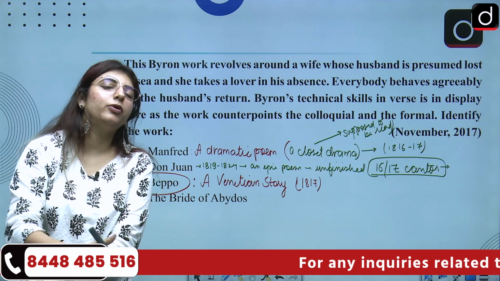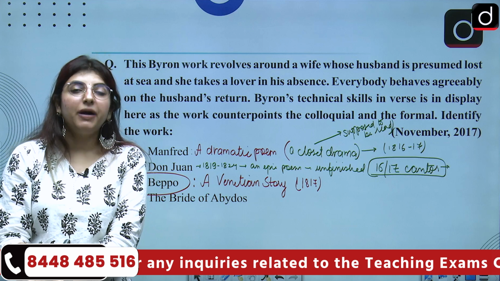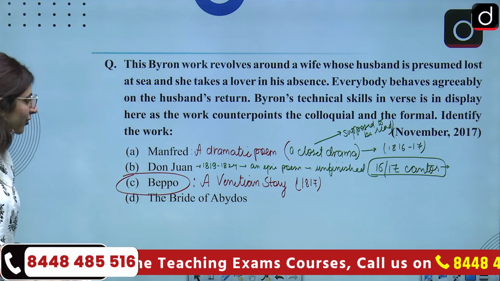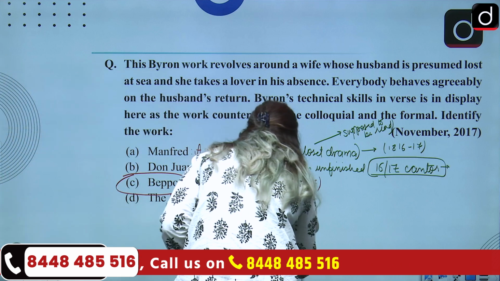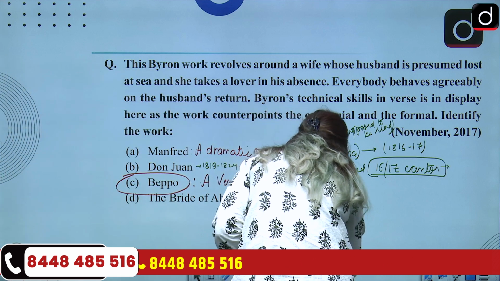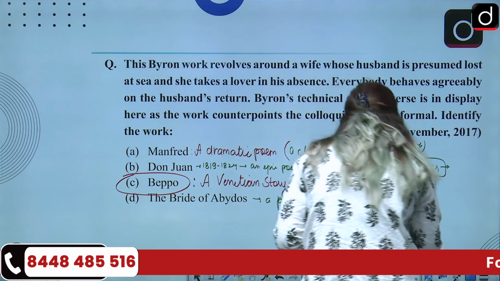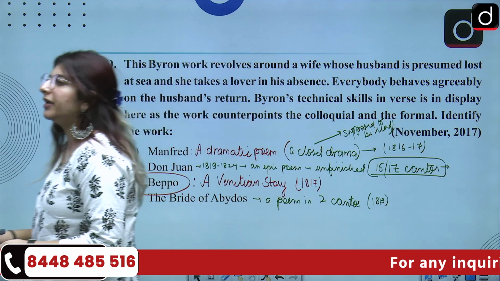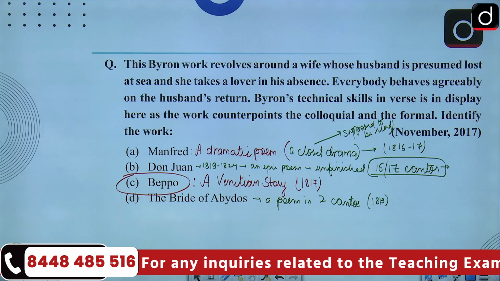But he is trying to portray a different point of view here, that he is not a womanizer, but he is easily seduced by women, right? So that is the work, Don Juan, for you. Then we have The Bride of Abydos. It's a poem in two cantos, published in the year 1813. This work was written in 1813.